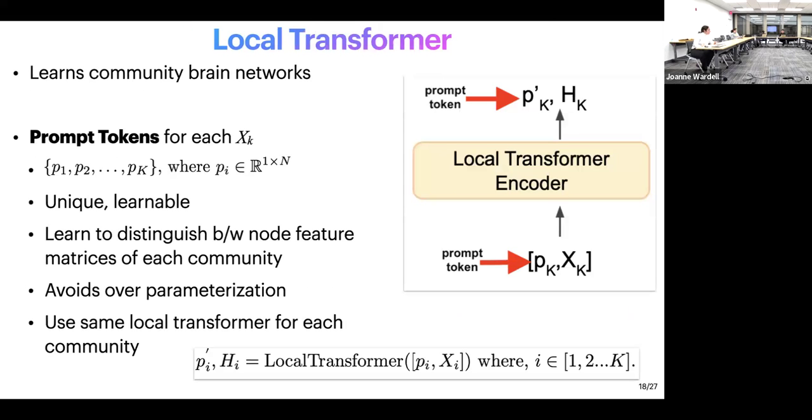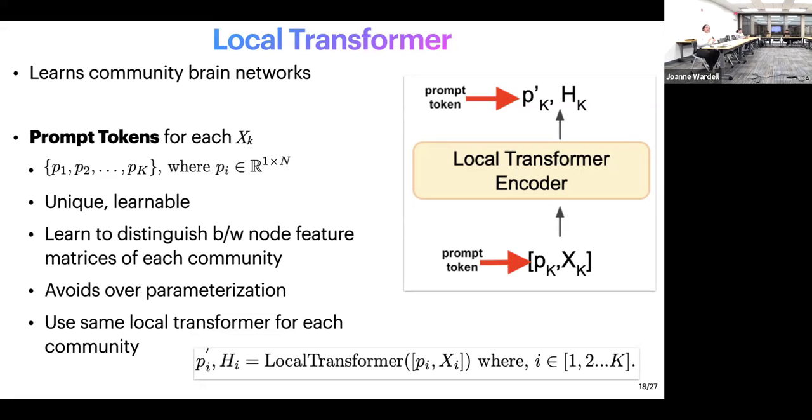So this is how the local transformer works. The purpose of this local transformer is to learn community brain networks. It focuses on how the different ROIs within one community are connected specifically. They achieve this using a prompt token, which is provided for each one of these input matrices, X sub K. Just remember, X sub K is a small subset of the original functional connectivity matrix, such that any member of this X sub K matrix is an ROI in a specific functional network or community.